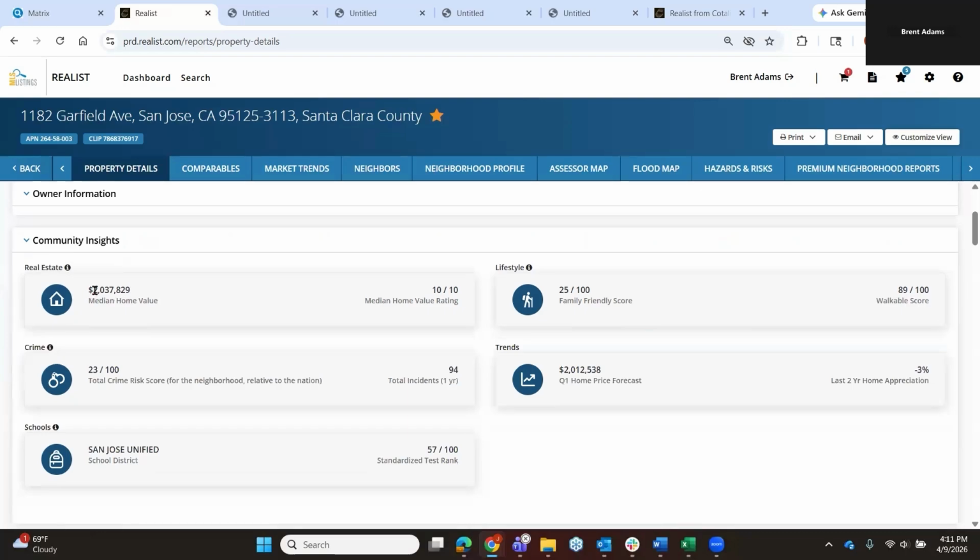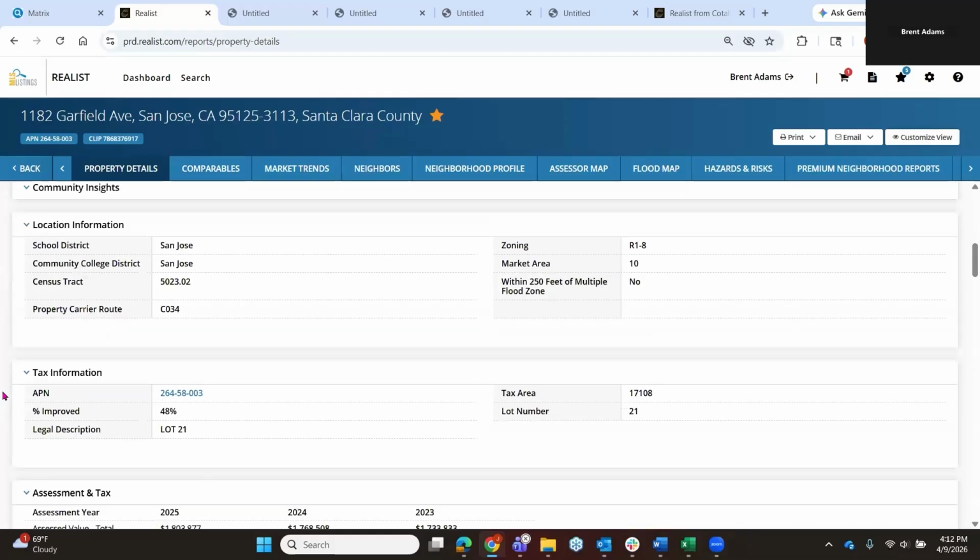So you can see, for example, the median home value in a particular neighborhood, or whether or not it's a family-friendly area, or whether there's a high rate of crime, how the schools are in the neighborhood too, and where the trends are going in terms of prices for these properties too. So these will give you kind of nice insights, and I'll even show you how we can dig even deeper into these things as we get a little further into Realist.